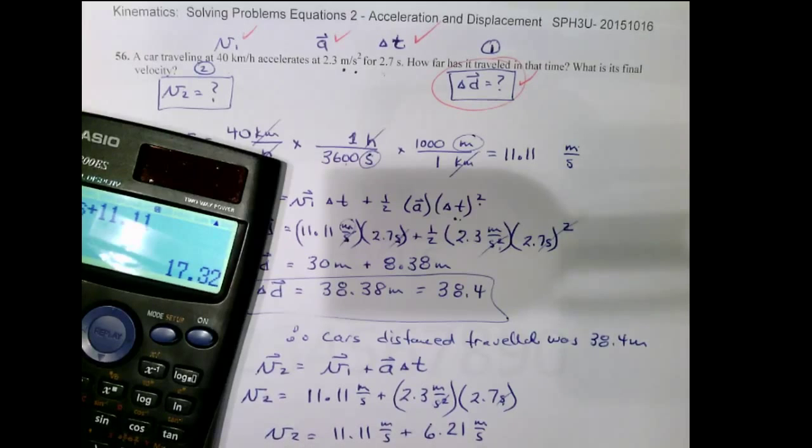Therefore, after acceleration, the car's final velocity was 17.3, we'll round it down, meters per second.